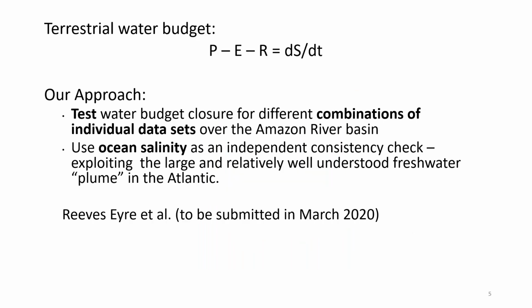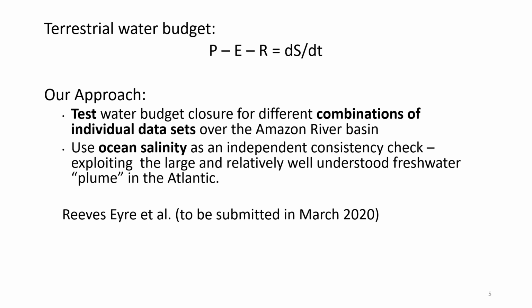For that reason, we have to look at the terrestrial water balance. Here, we take the Amazon as an example. I write down the water balance equation: precipitation minus evaporation minus runoff or discharge equals total storage change for the land. We can also write down the corresponding equation for the atmosphere: precipitation minus evaporation minus divergence of water vapor equals total water vapor storage change.